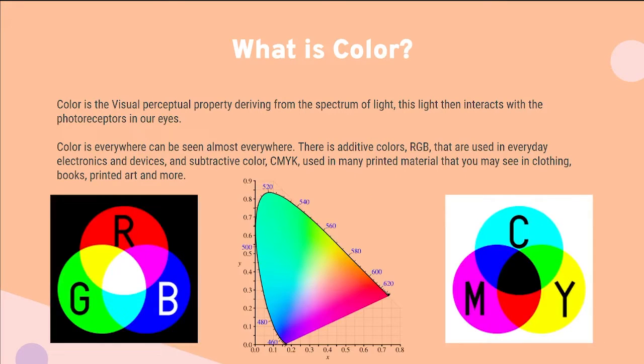First, let's say, what is color? Color is the visual perceptual property deriving from the spectrum of light. This light then interacts with photoreceptors in our eyes. Color is everywhere and can be seen almost everywhere. There's additive colors, red, green, blue, that are almost used in everyday electronics and devices. And subtractive color, cyan, magenta, yellow, black, used in many printed material that you may see in clothing, books, printed art, and more. Do you know any examples?